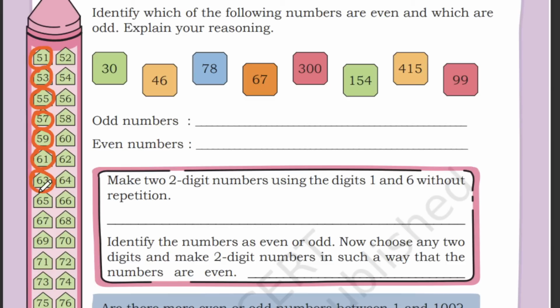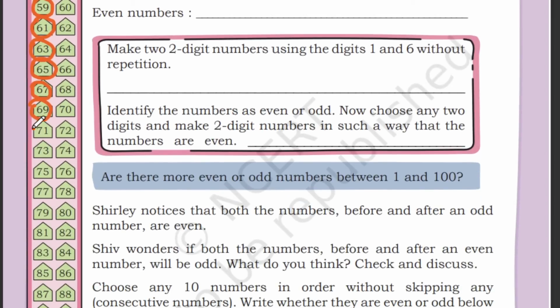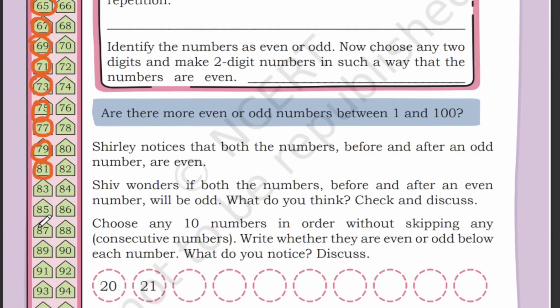Okay. So 65, odd number, 67, 69, 71, 73, 75, 77, 79, 81, 83, 85, 87, 89, 91, 93, 95, 97, 99. You couldn't see after 87 because it is at the very bottom.